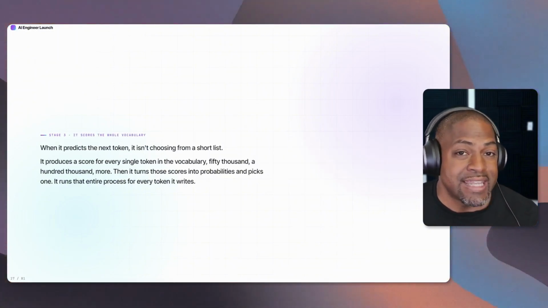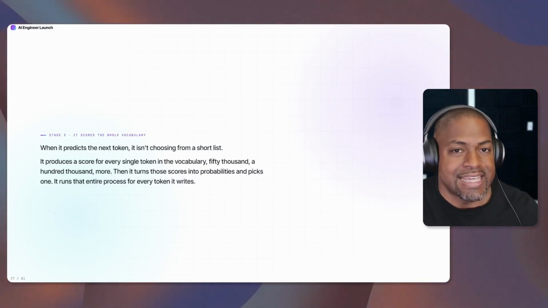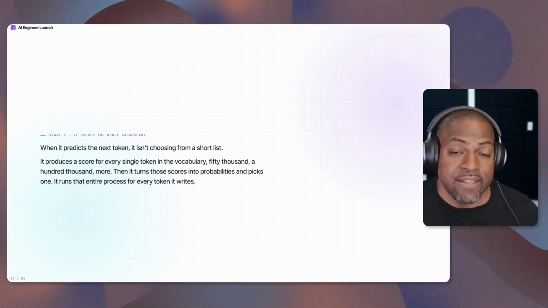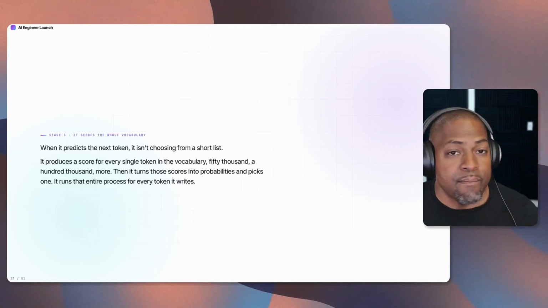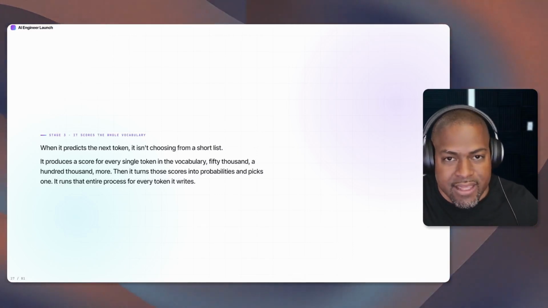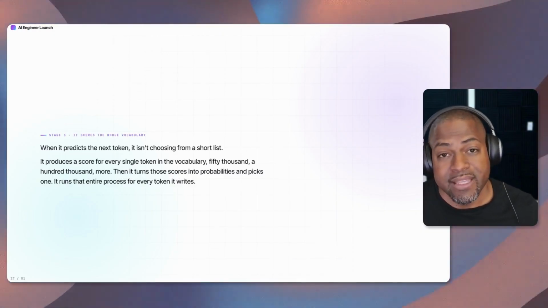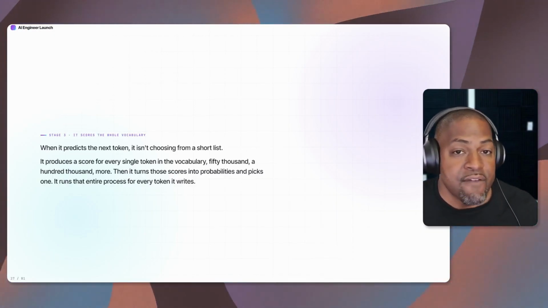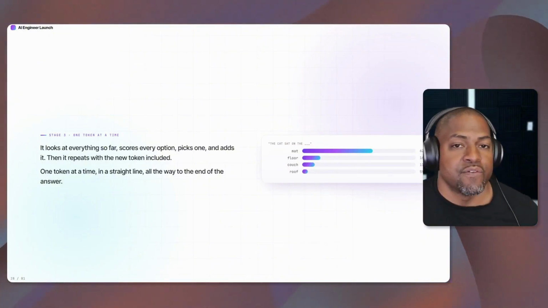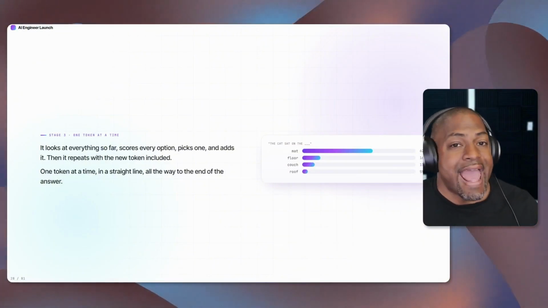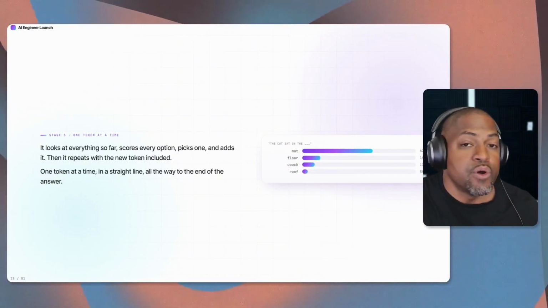When it predicts the next token, it isn't choosing from a short list. It produces a score for every single token in the vocabulary, 50K, 100K, more. It has a score for every one of those. It turns those scores into probabilities and picks one. It runs that process for every token it writes. It looks at everything so far, scores every option, picks one, adds it, then repeats with the new token included.